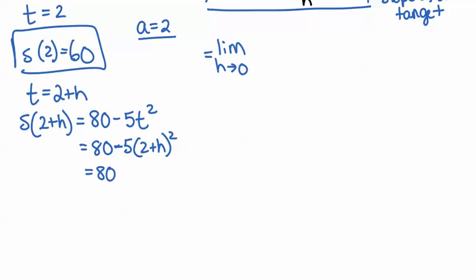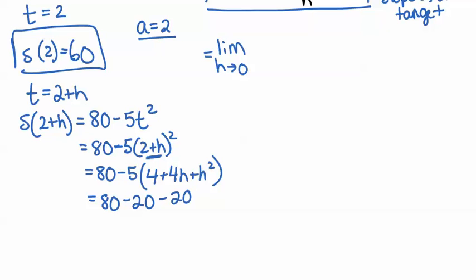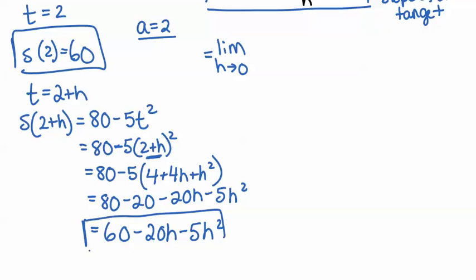So I can go 80 minus 5. I can expand this bracket. 2 plus h squared actually means 2 plus h times 2 plus h. So I know that's going to equal 4 plus 4h plus h squared. So it's just like foiling this bracket. Then I'm going to multiply the whole bracket by negative 5. So I'd get negative 20 minus 20h minus 5h squared. And then I'm going to collect like terms. So 80 minus 20 is 60 minus 20h minus 5h squared. Okay, so that's my second y value.